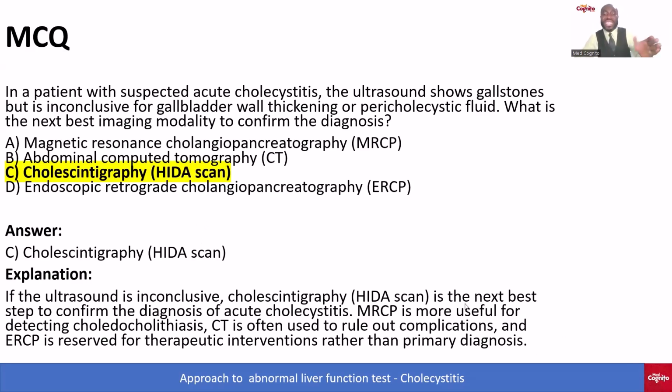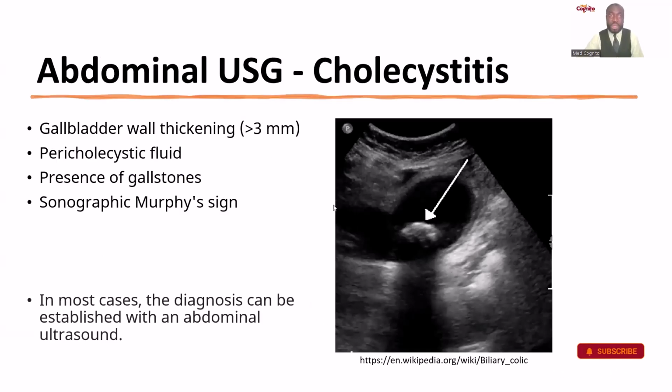MRCP is more useful in detecting choledocholithiasis. So choledocholithiasis means the stone has left. It's now down there, and it's caused dilatation of the biliary duct. Complications like gangrene and all those things can be picked up with CT, and I'm going to explain it. And then ERCP is usually reserved for therapeutic interventions. So if you say somebody has cholecystitis and they do the ultrasound, I picked this image from the internet.